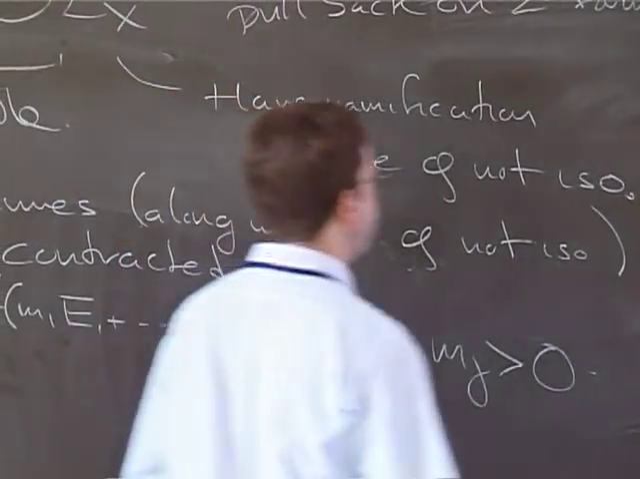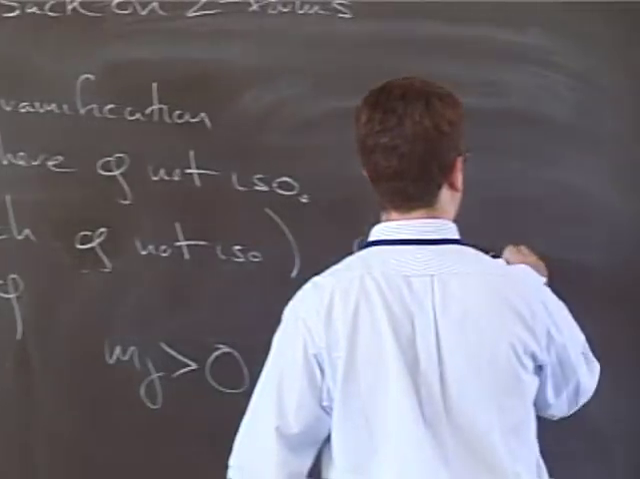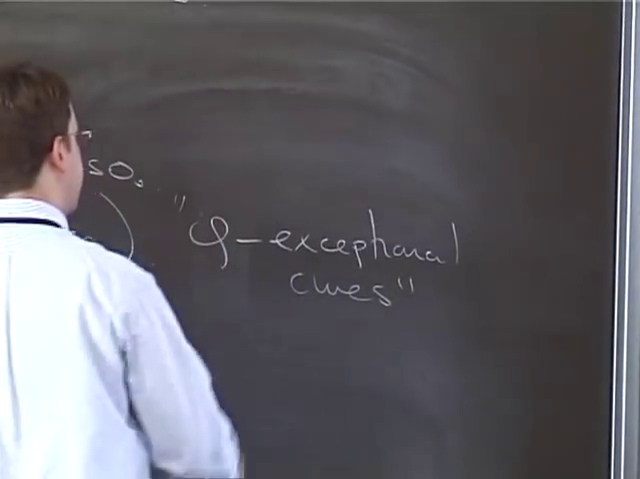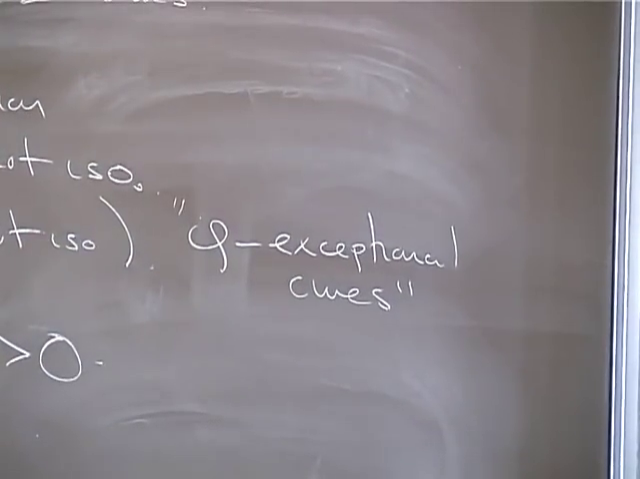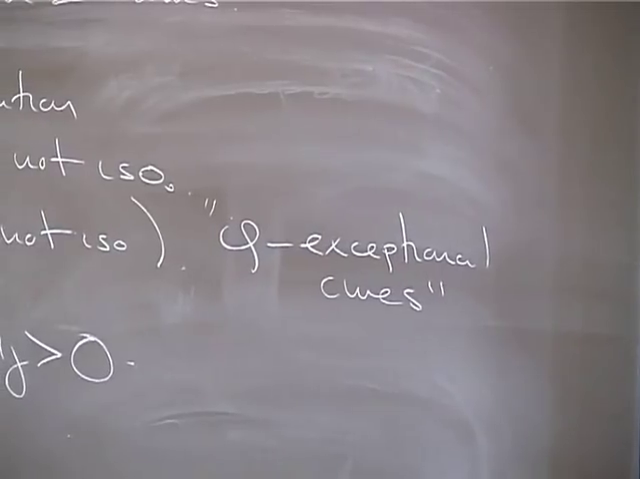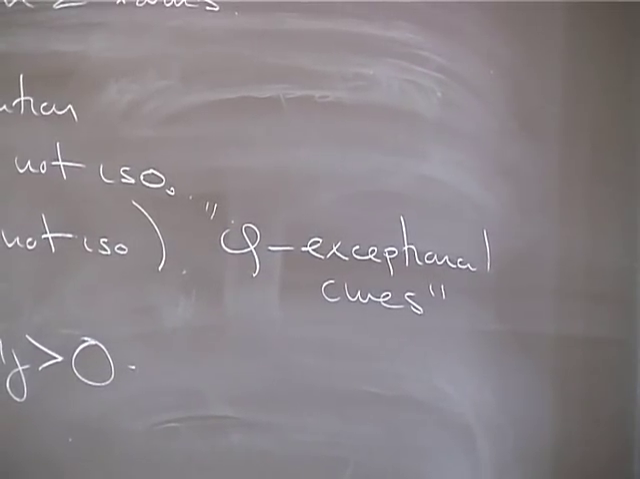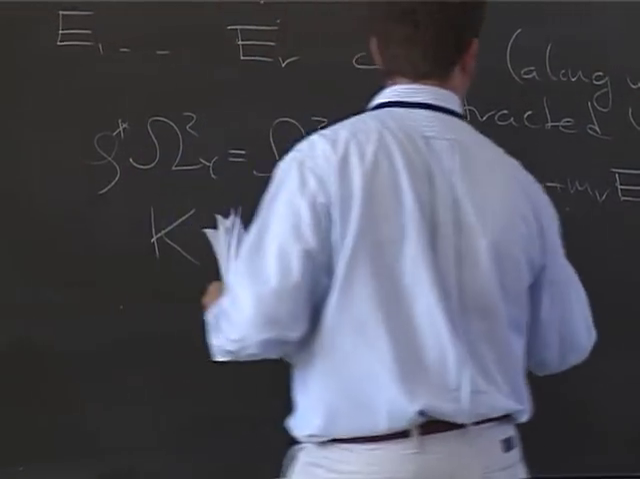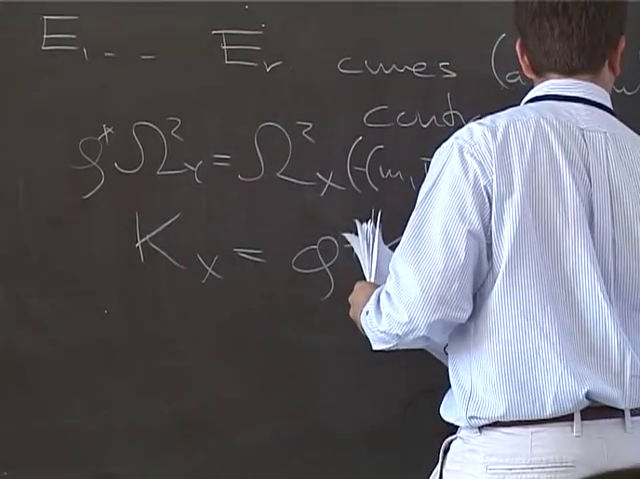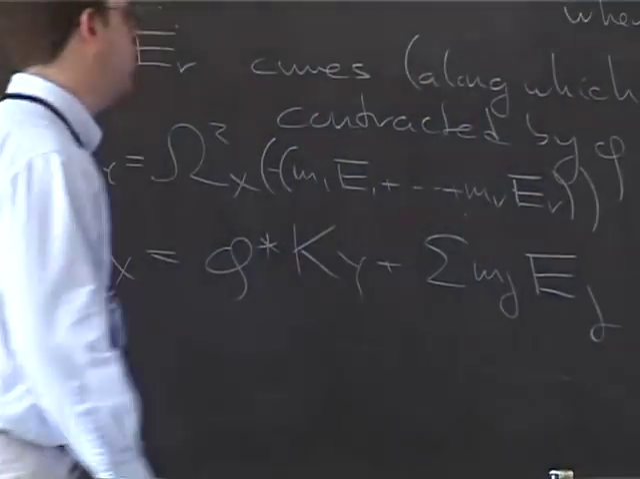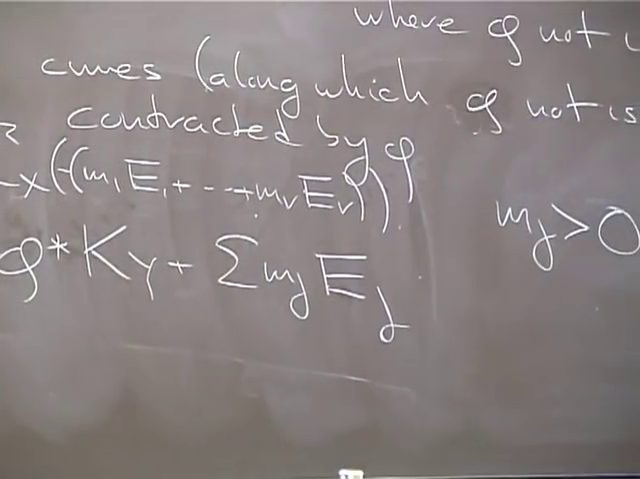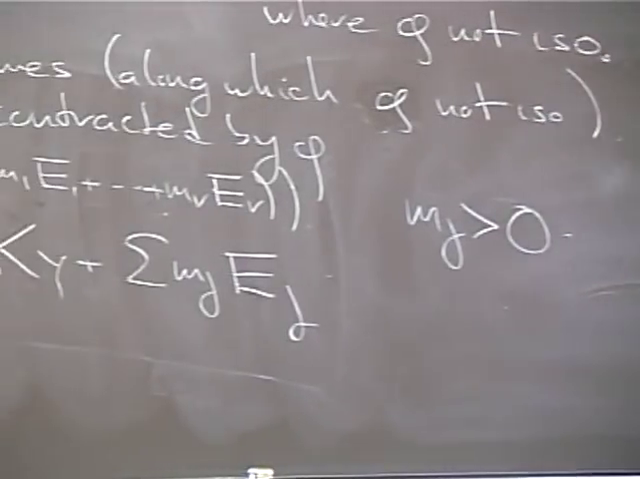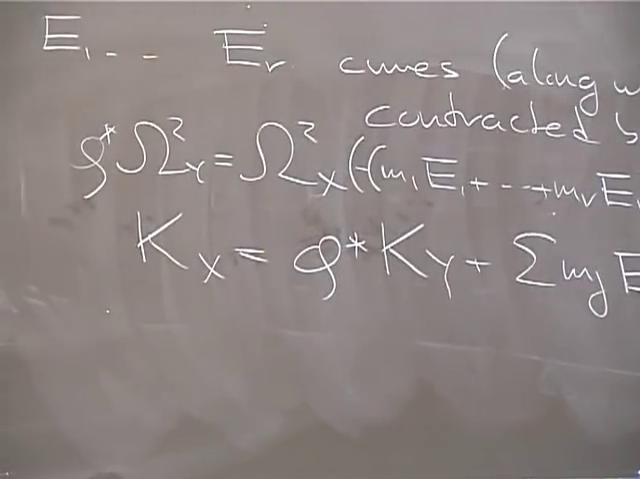So I'm going to call these the phi-exceptional curves. Let me write this in divisorial notation. K_X is equal to phi pullback K_Y plus a sum of m_j E_j. This is sometimes called a discrepancy equation. If you've seen discrepancy equations in minimal model program talks, this is where they really come from.